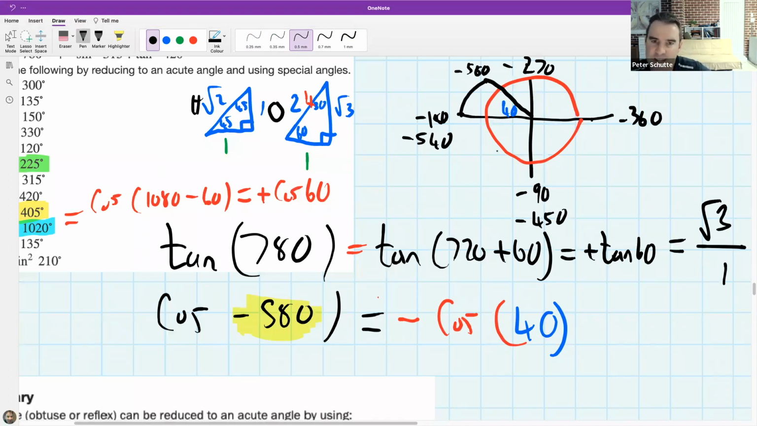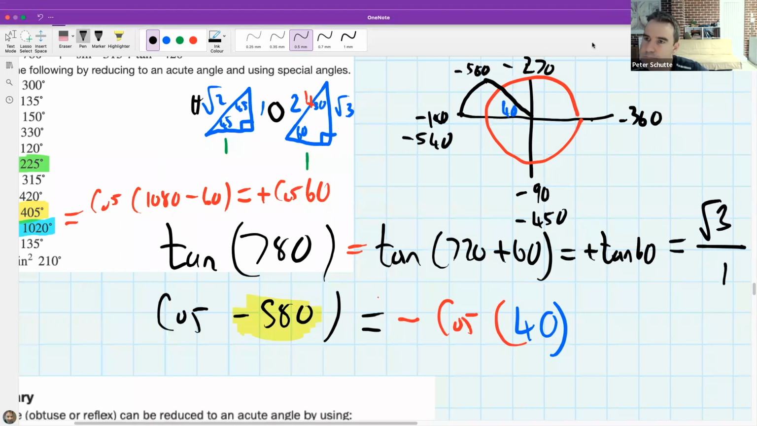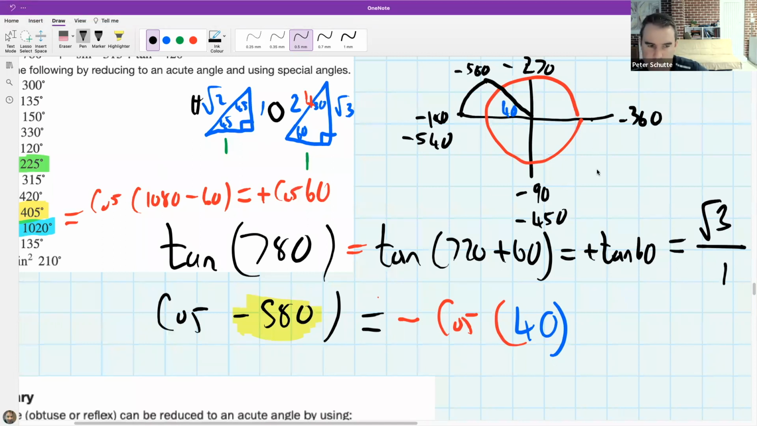So can everybody see that I end up in quadrant 2? Give me a thumbs up if you see I get to quadrant 2. Give me a thumbs down if you have no idea how I get to quadrant 2, because that's important. Okay, there are many ways to do this, but the easiest way is to think, how far away is it from minus 540?